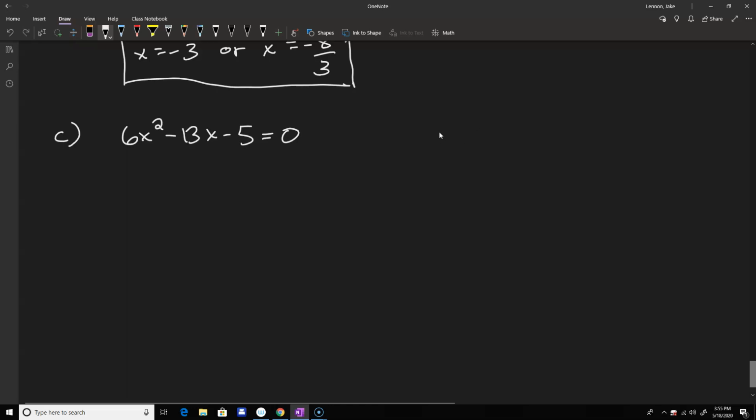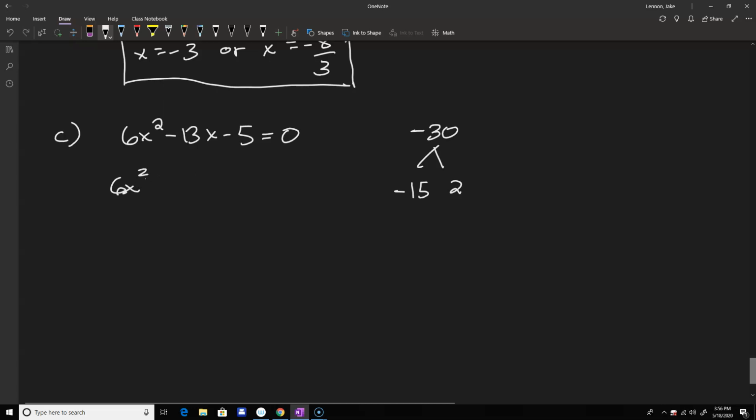So 6 times negative 5 is negative 30. And we want two numbers that multiply to negative 30 and add to your middle term of negative 13. So negative 15 and positive 2. Again, you got to be a little bit careful with your signs. Remember, we have one positive, one negative here. A lot of people might jump the gun and say, oh, -10, -3. So you have to be really careful. The problem with -10 and -3, they both add to -13, but they multiply to +30, not -30.